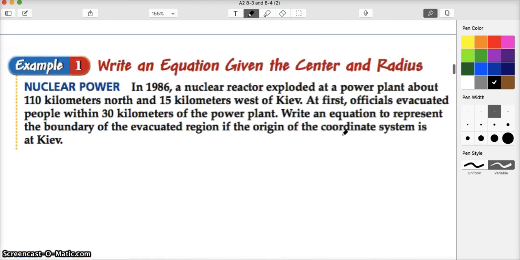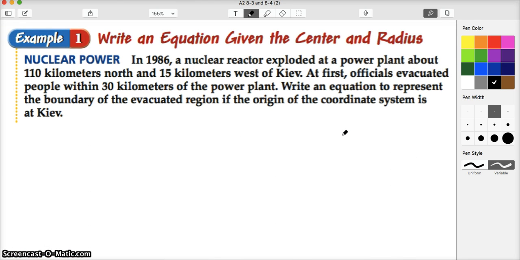So let's go ahead and look at our first example. We're going to write an equation given the center and the radius. So in 1986, a nuclear reactor exploded at a power plant about 110 kilometers north and 15 kilometers west of Kiev. At first, officials evacuated people within 30 kilometers of the power plant. Write an equation to represent the boundary of the evacuated region if the origin of the coordinate system is at Kiev.